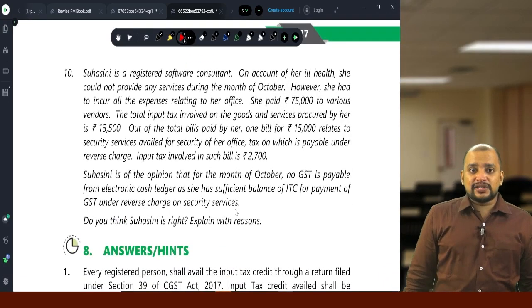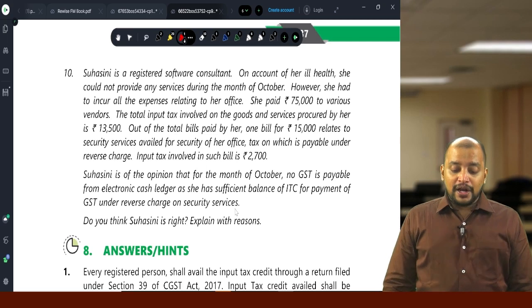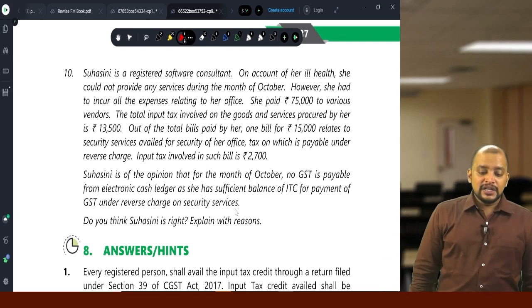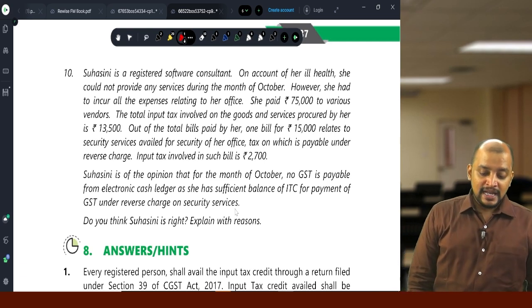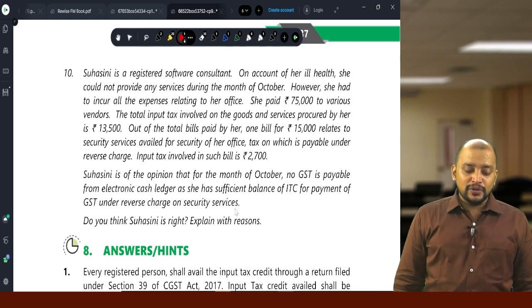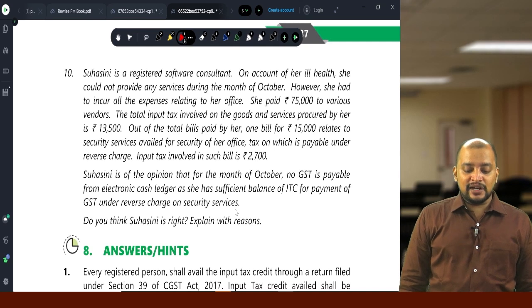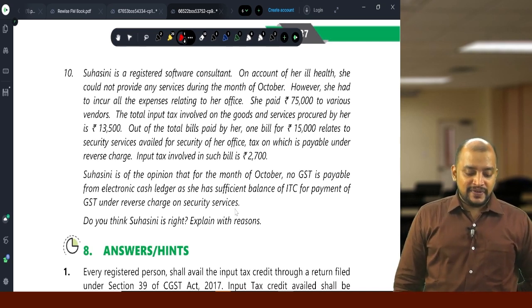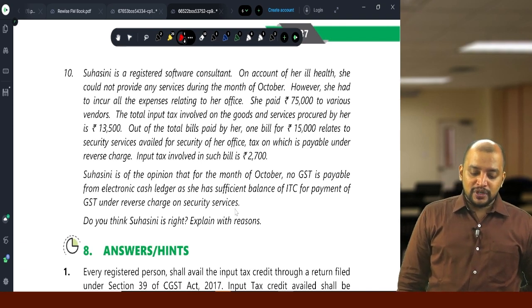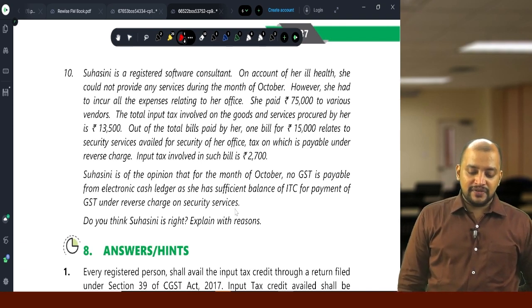Suhasini is a registered software consultant. On account of her ill health, she could not provide any services during the month of October. However, she had to incur all the expenses relating to her office. She paid 75,000 to various vendors. The total input tax credit involved on the goods and services procured by her is 13,500.